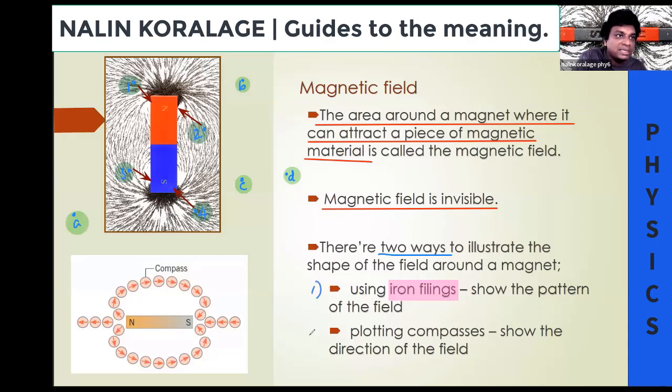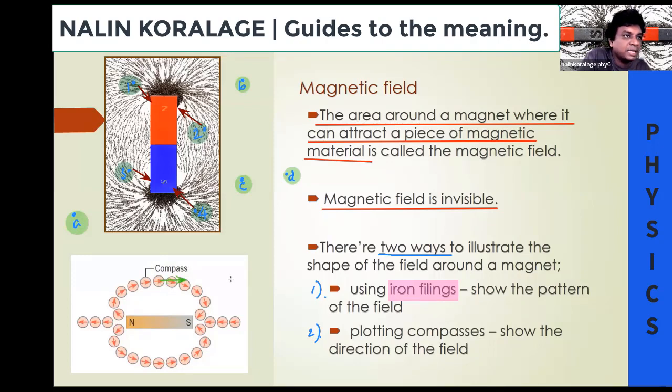And number two is a little scientific as well as a little professional, we can say. Plotting compasses show the direction of the field. For example, if you take a few compasses and locate them in the surroundings of a magnet, as shown by this figure, in the surroundings of a bar magnet, the needles of the compasses are going to align in certain directions. Let me show you by using a few arrowheads.